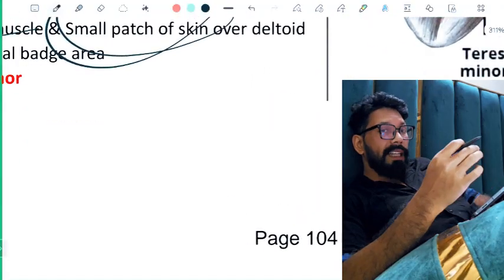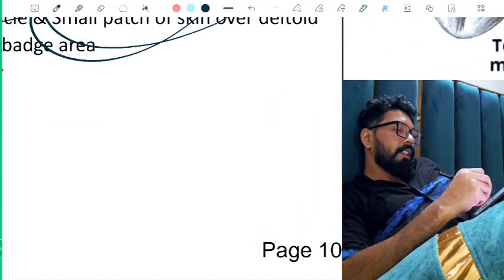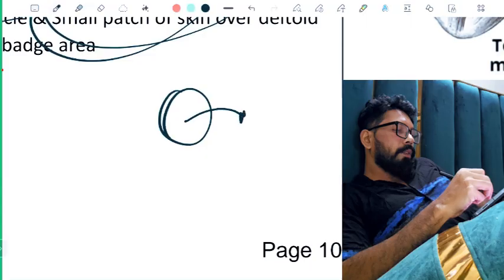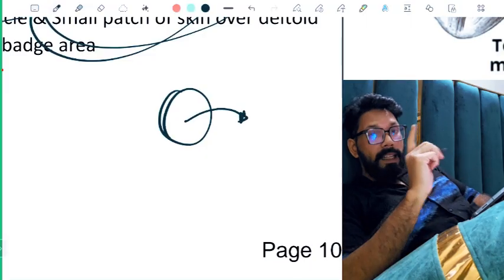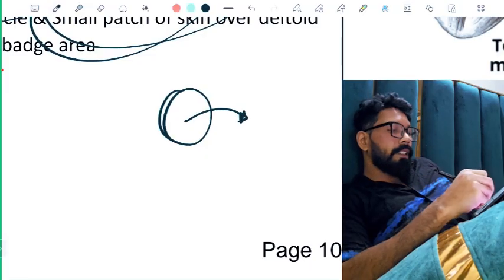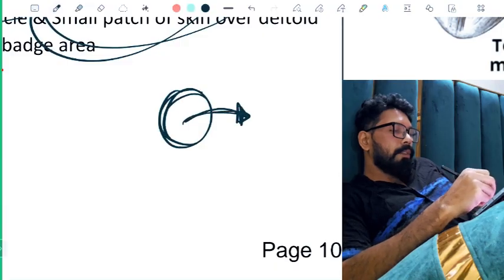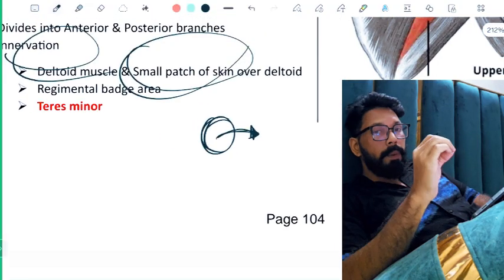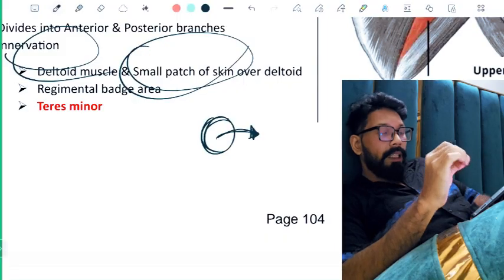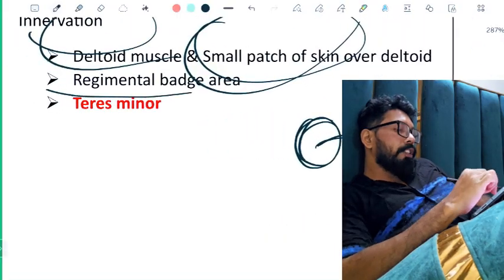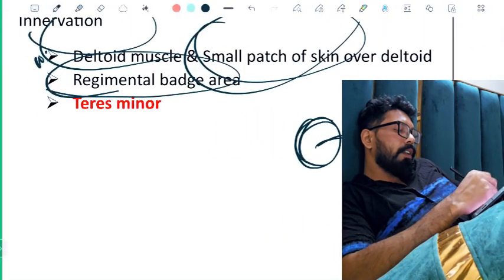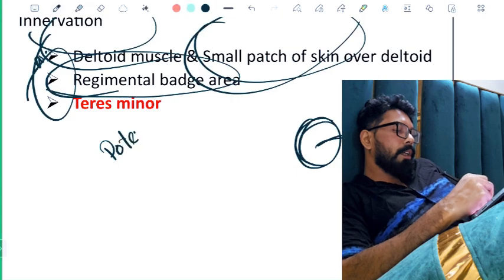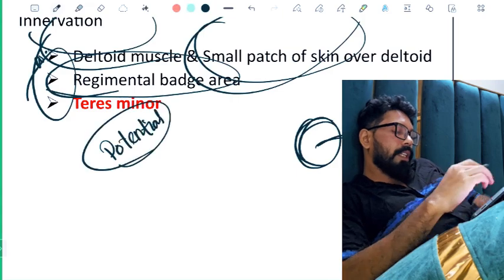So this is symbolic, right? Why do I write quadrangular space as Q? So that you can relate it: this is the axillary nerve coming out from Q. Simple. And that's why people don't forget when they do my classes. So the regimental badge area is 100% important. All three are potential questions in your exam.